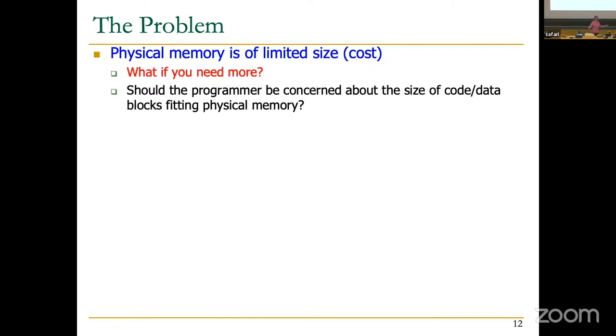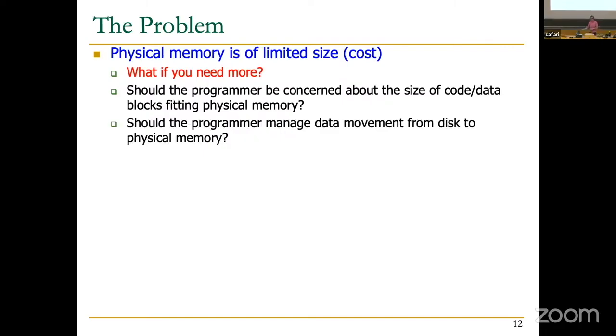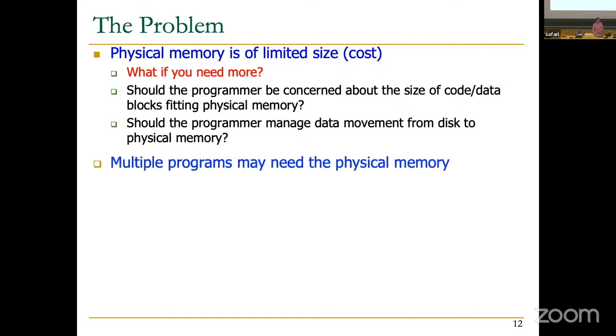You write some code, your code is larger than the physical memory. What do you do? Do you actually do the hard work to manage the data movement from disk to physical memory? Well, if you start doing that, it becomes very difficult to program this machine. So we're going to tackle this problem with virtual memory.